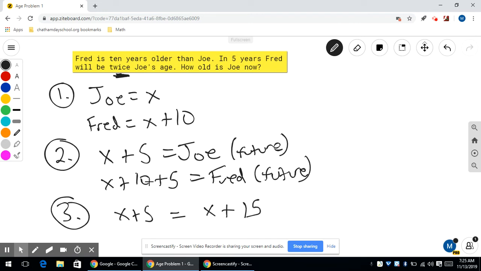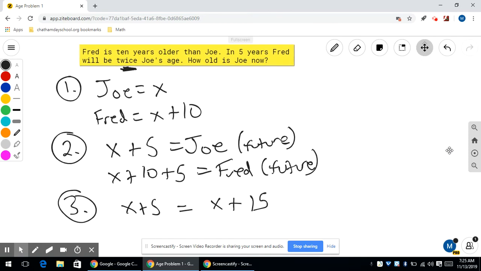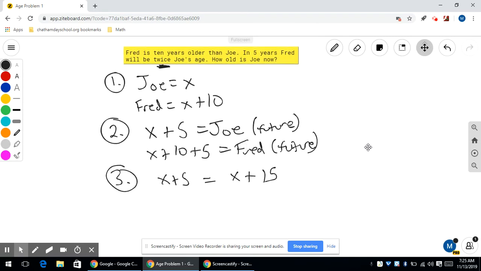I'm doing 15 because I'm combining this to make 15 just to make our lives a little easier. Let me move this down a little bit. Maybe I should zoom out, actually. Let me zoom out. Okay, more room.